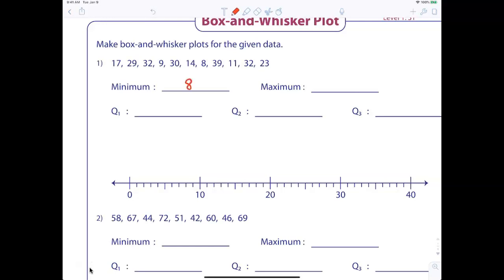All right. Then we can find the maximum. What's the maximum? Go ahead, Jack. 32. Is everybody? 39. 39. Thank you so much. Don't worry. 39. It's no big deal.